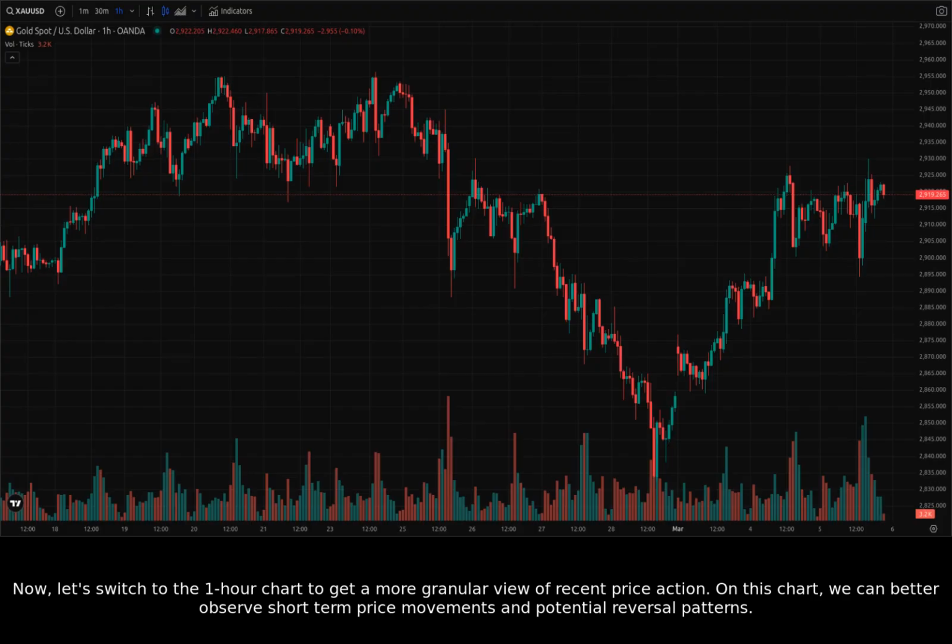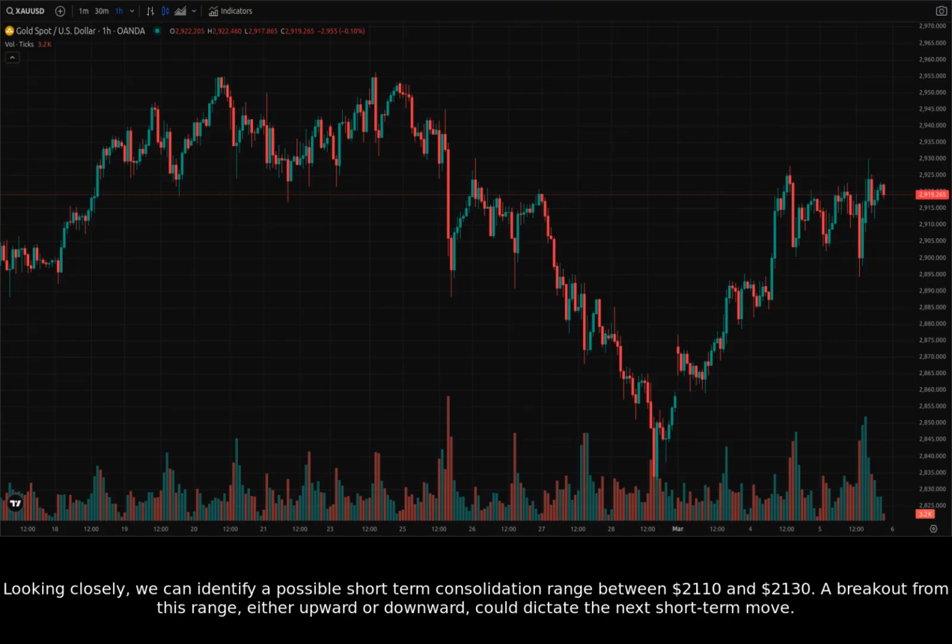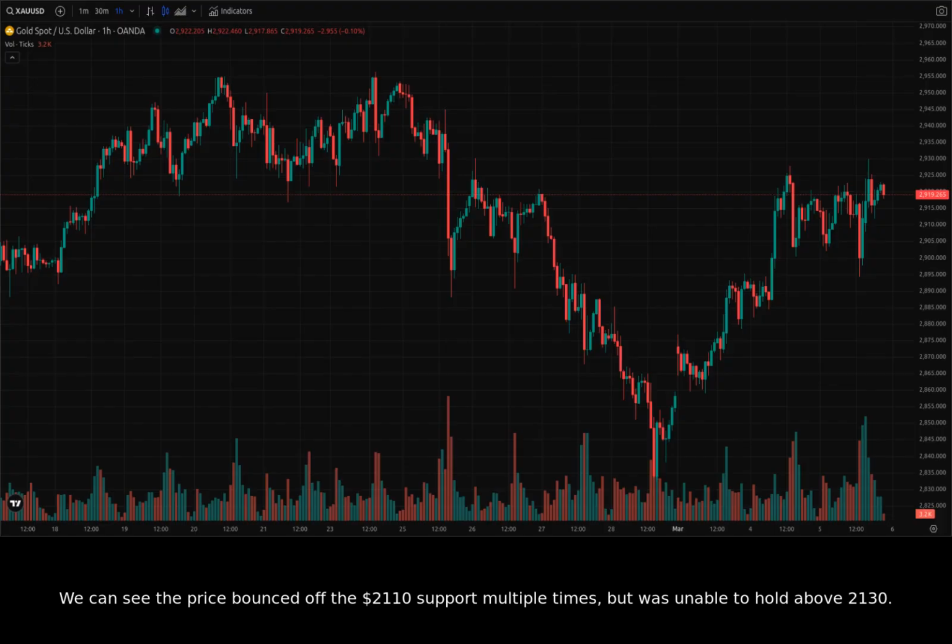Now, let's switch to the 1-hour chart to get a more granular view of recent price action. On this chart, we can better observe short-term price movements and potential reversal patterns. Looking closely, we can identify a possible short-term consolidation range between $2,110 and $2,130. A breakout from this range, either upward or downward, could dictate the next short-term move. We can see the price bounced off the $2,110 support multiple times, but was unable to hold above $2,130.